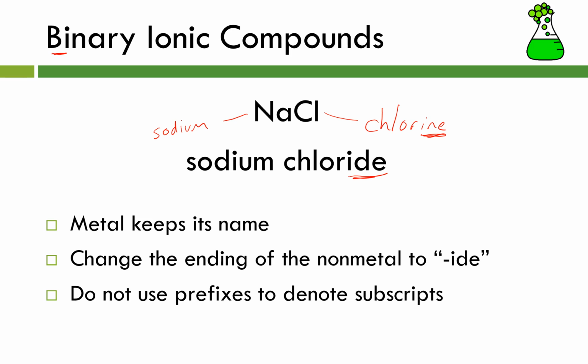And we never use prefixes to denote subscripts. So we don't call this monosodium monochloride because there's just one of each, because the sodium ion is going to be Na+, and the chloride ion is going to be Cl-. It's implied that there is going to be a 1-to-1 ratio.